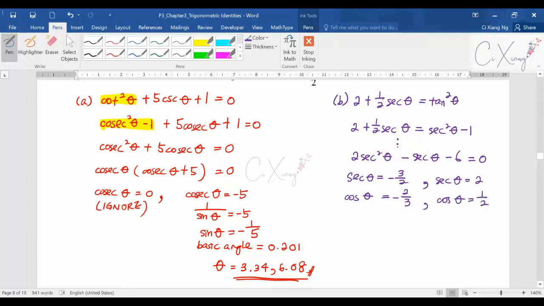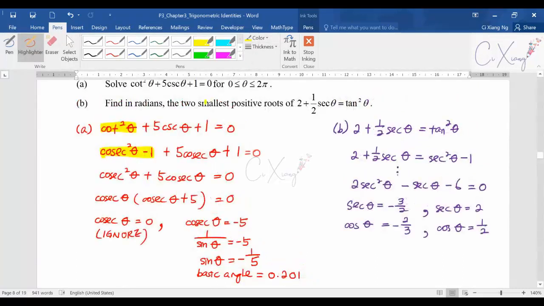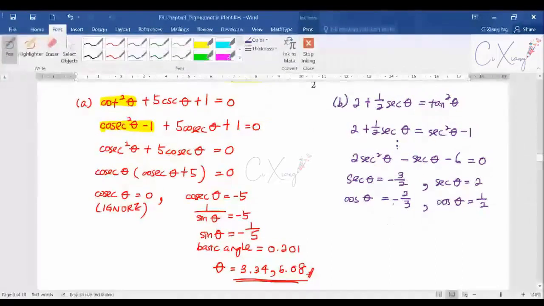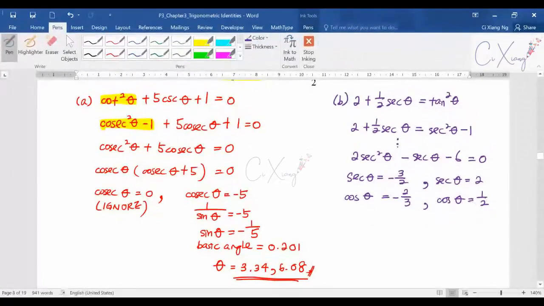For this question itself, they are asking for the smallest positive roots. Smallest positive means your answer must be positive. So no matter how, you just solve and get the positive solutions for both equations. So what is the answer for this part? The basic angle for cos theta equals -2/3 is 0.841. So this is the basic angle, which is 0.841.